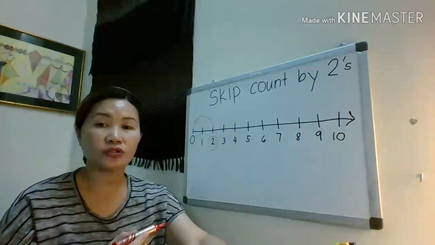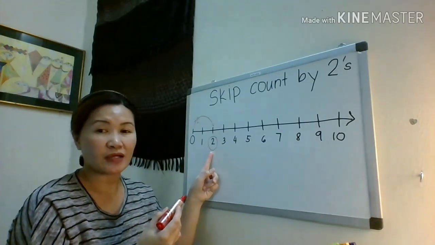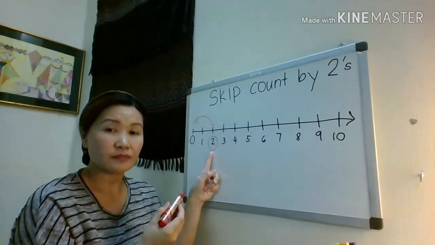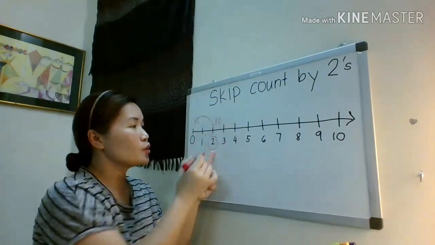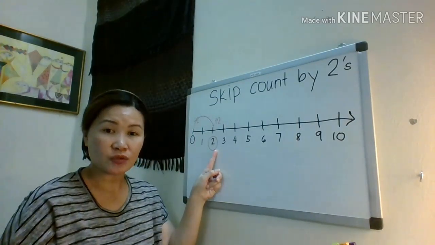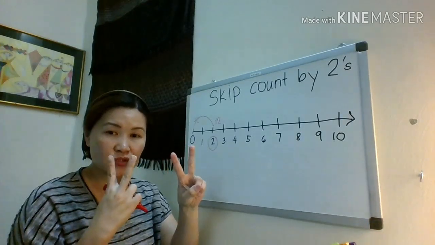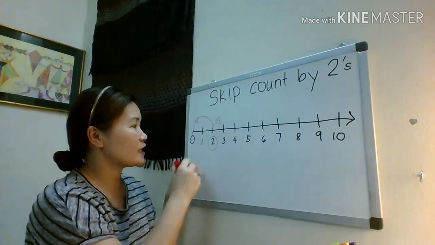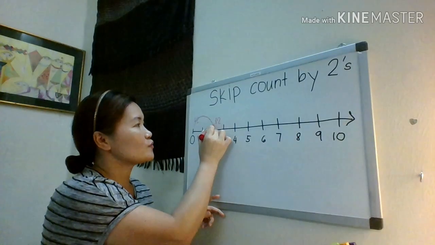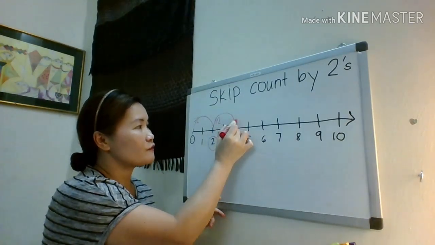Now that we are on 2, we are going to add what number again? 2. So 2 plus 2 will give us how many? So that's 2 plus 2 is how many? 1, 2, 3, 4. Okay, so that's 4. So we move on to 4.